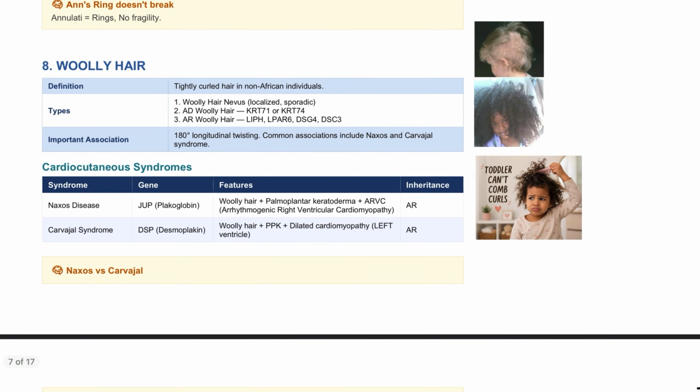Then woolly hair. Woolly hair can either be localized, which is localized woolly hair nevus, which is sporadic as seen here, or it can even be generalized, which can either be autosomal dominant or autosomal recessive woolly hair. And these mutations involve keratin or LIPH. Then important is that 180-degree longitudinal twisting occurs in this, and we have to remember the associated syndromes, which includes Naxos.